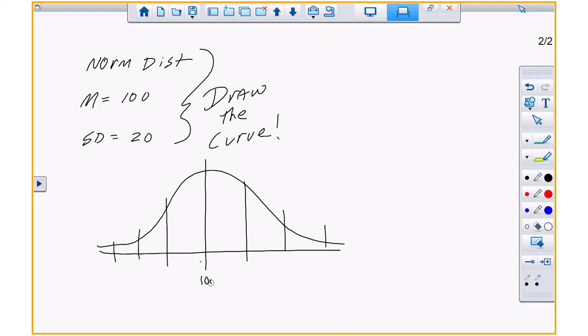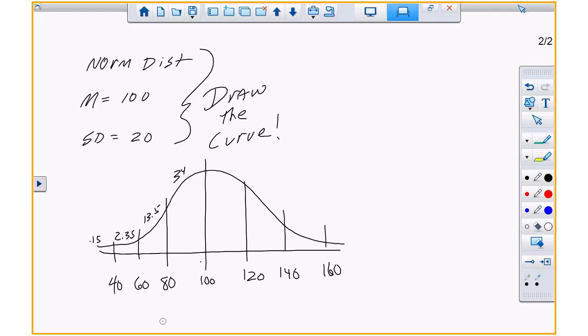100, 120, 140, 160, 80, 60, 40, 0.15, 2.35, 13.5, 34. Everybody in here should know these numbers.